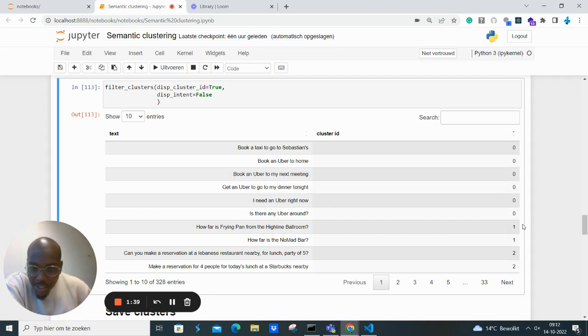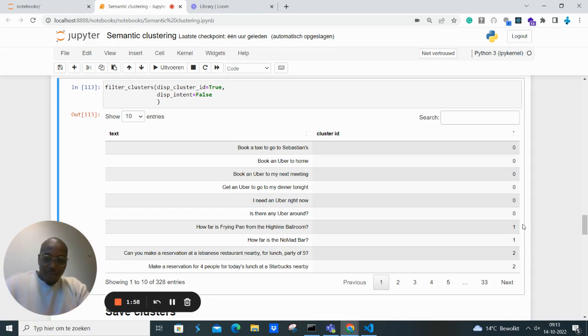And if you look at cluster ID number 1, then we have here, let's see what we got. I think I really need new glasses, by the way. But we can see that we have a sentence: how far is frying pan from the Highline Ballroom? How far is the Nomad Bar? So basically, the intent here is someone wants to know how far something is, right?